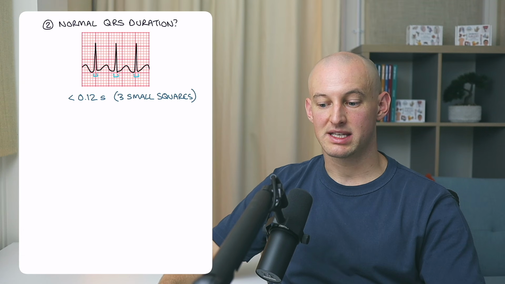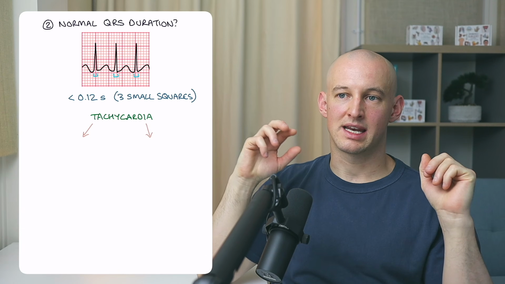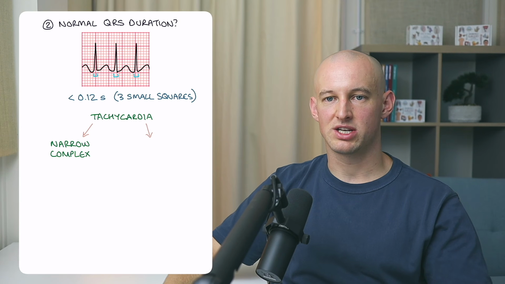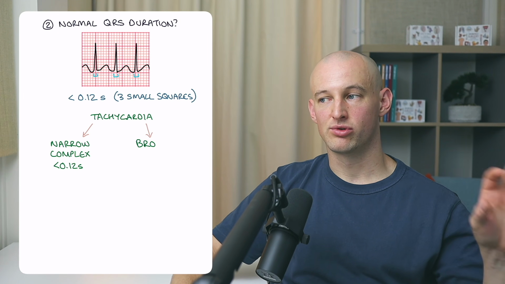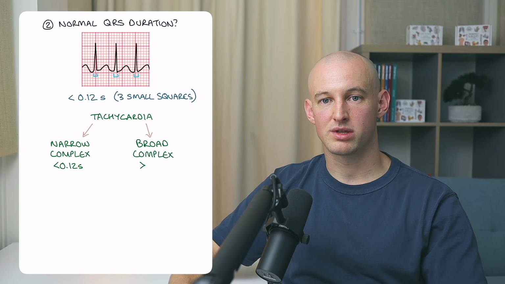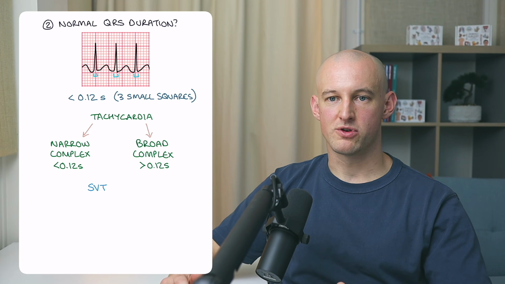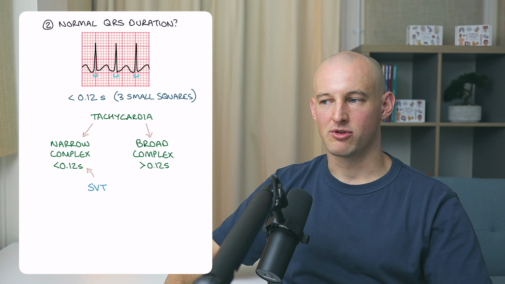So if you've got a patient with tachycardia, you split them into 2 groups. One is narrow complex tachycardia, where the QRS complex duration is less than 0.12 seconds. And then you have broad complex tachycardia, where the QRS complex is more than 0.12 seconds. Supraventricular tachycardia typically falls into the narrow complex tachycardia group.